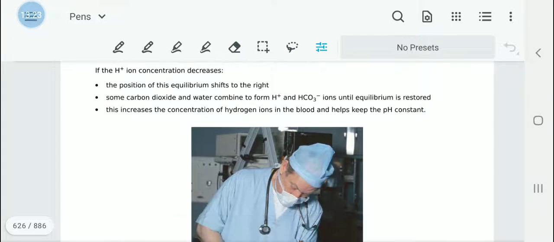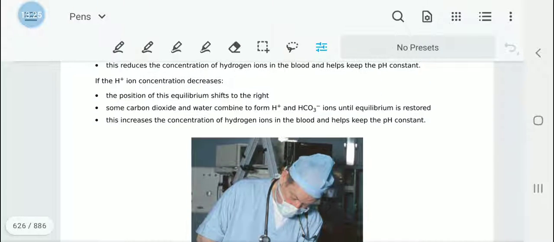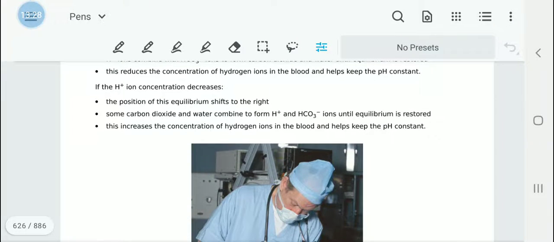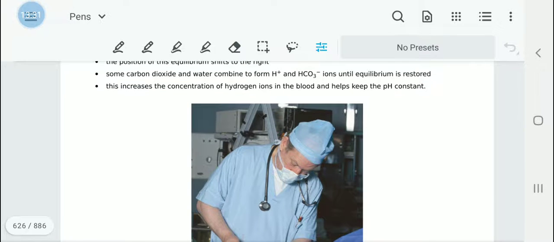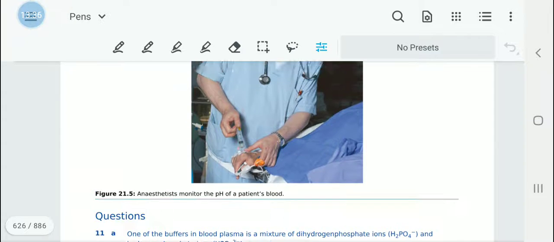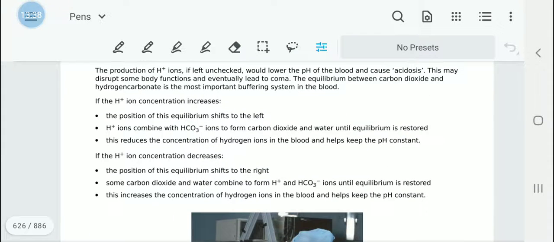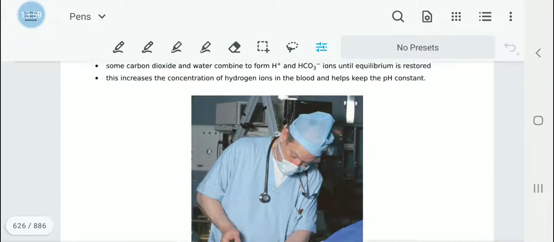If pH increases, if H plus ion concentration decreases, position of the equilibrium shifts to the right. More carbon dioxide and water combine to form H plus and HCO3 minus ions until equilibrium is restored. That is, more H plus is produced. So as a result, H plus is maintained. This increases the concentration of H plus and maintains the pH.